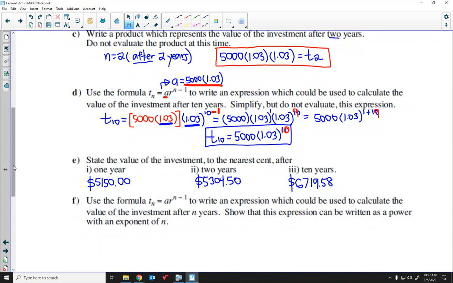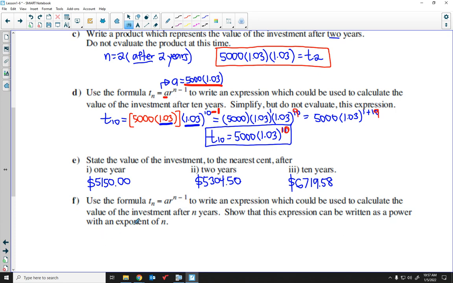Okay, use the formula Tn equals AR to the power of n to write an expression which could be used to calculate the value of the investment after n years. Show this expression can be written as a power with an exponent of n. Okay, so we're just going to do the same exercise as we did up here, except this time around, we're not going to replace n with 10.